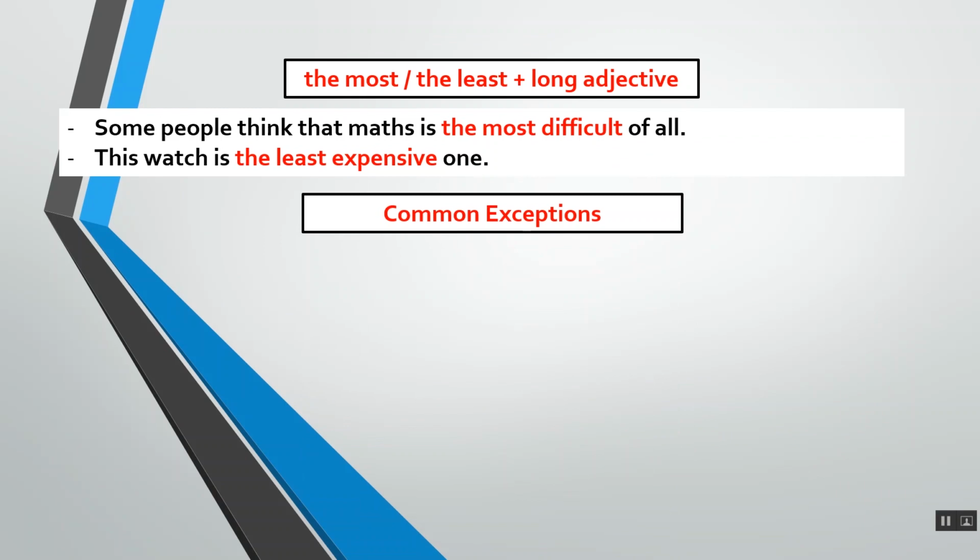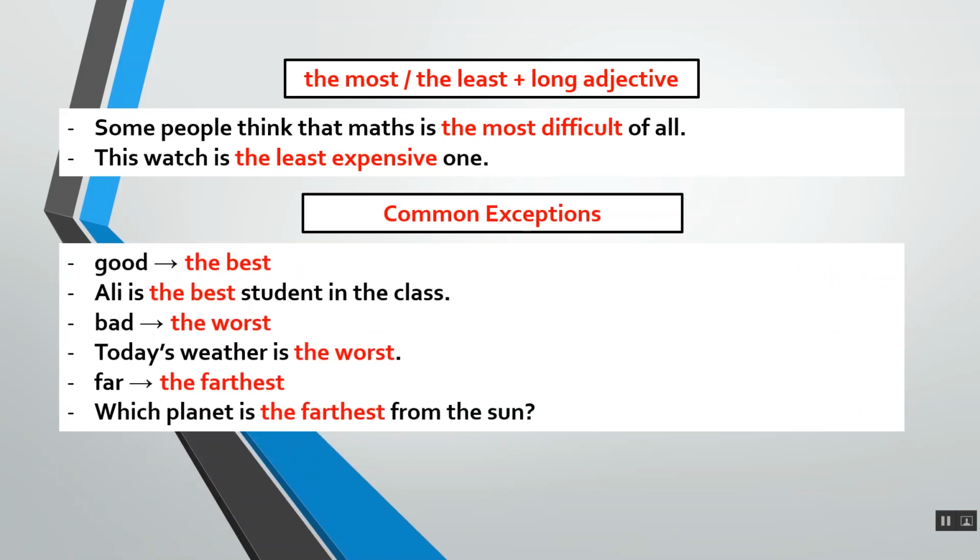We have some common exceptions. Good, the best. Ali is the best student in the class. Bad, the worst. Today's weather is the worst. Far, the farthest. Which planet is the farthest from the sun?